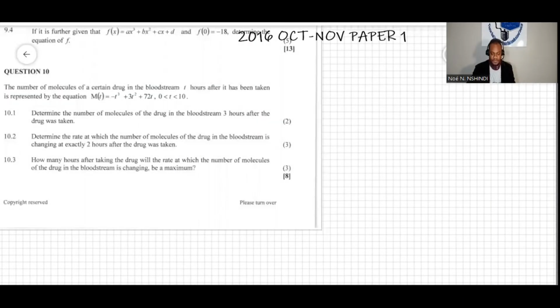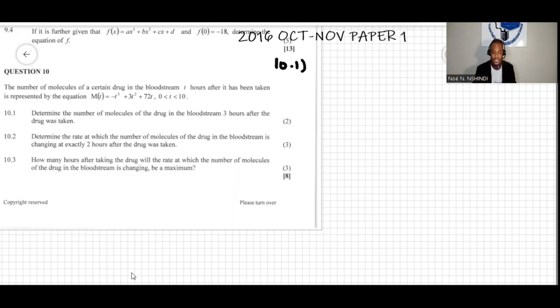Well, now we're going to do question 10. The question says that the number of molecules of a certain drug in the bloodstream t hours after it has been taken is represented by the equation that is given, m of t. And then question 10.1 says determine the number of molecules of the drug in the bloodstream 3 hours after the drug was taken.